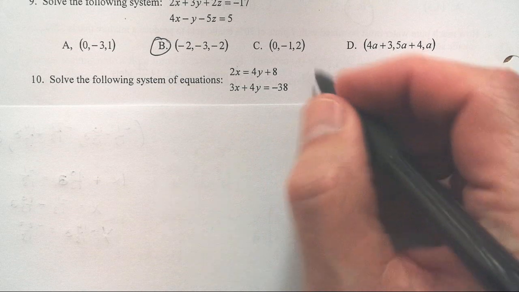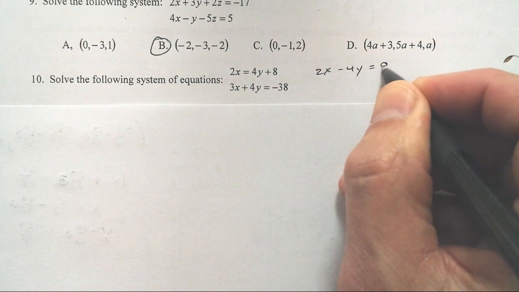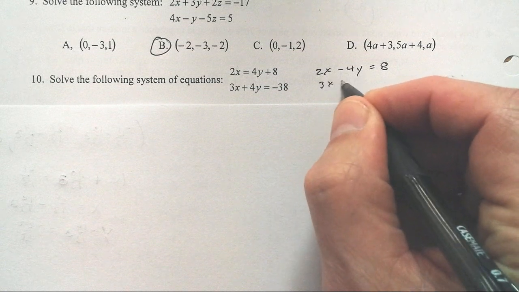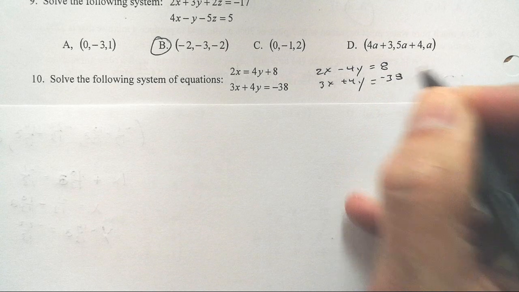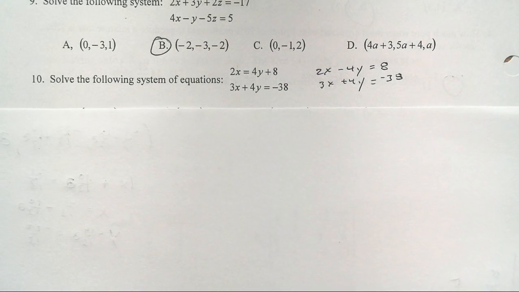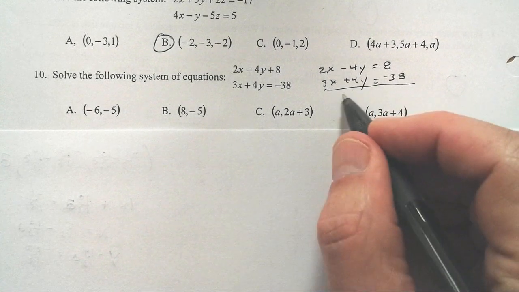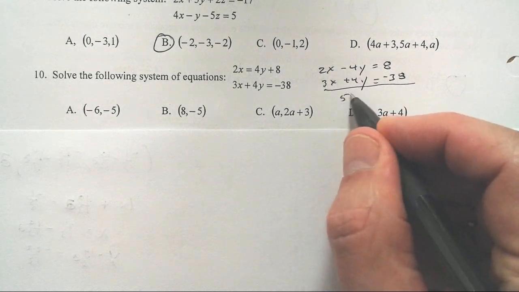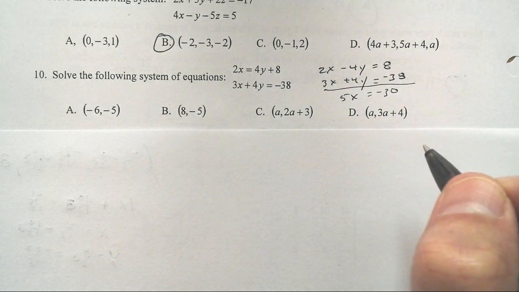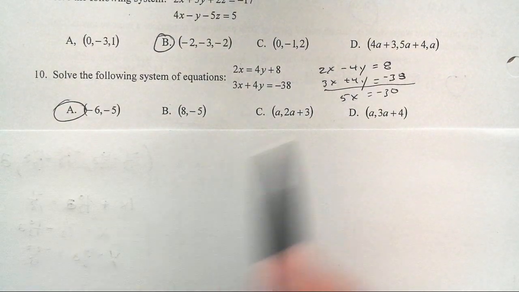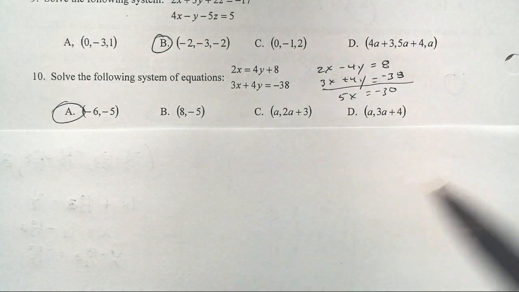We probably want to think of this as 2x minus 4y equals 8, 3x plus 4y equals negative 38. And here's one where it's so convenient, we've got a perfect match with the y's that I might just jump straight into elimination. I have 5x equals negative 30, x is negative 6, and I assure you when you put negative 6 in for x, we'll do it.